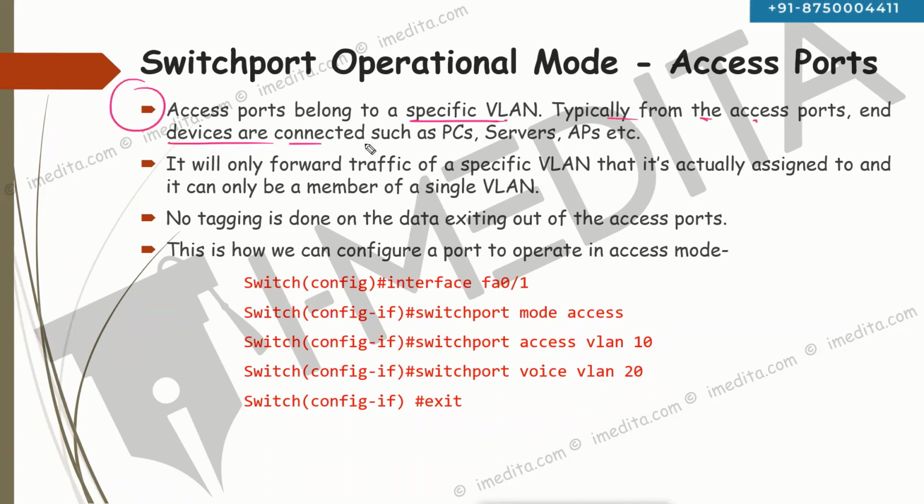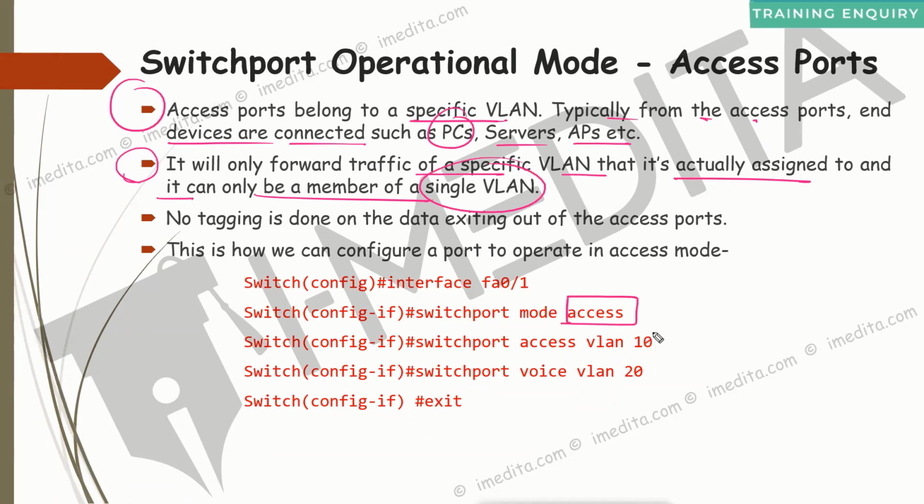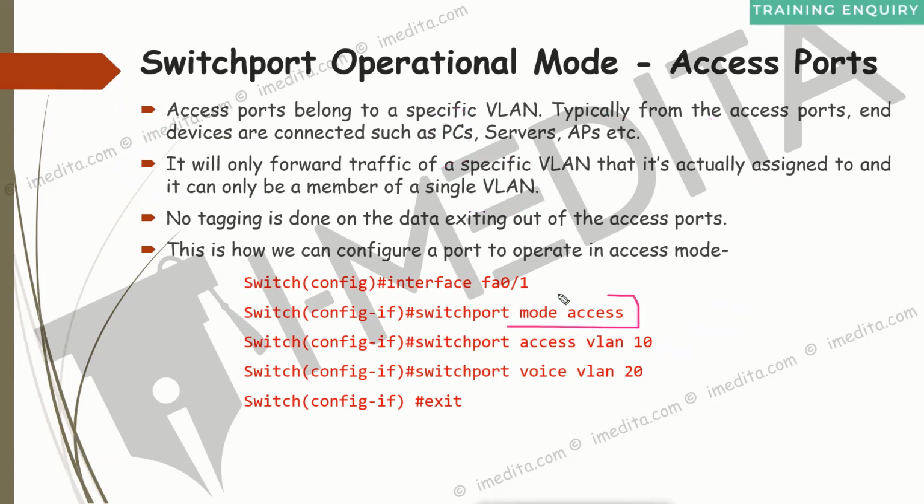Typically, end devices are connected to the access ports, such as PCs, servers, access points. It will only forward the traffic for the VLAN assigned to that particular port, and it can only be a member of a single VLAN. So if the port is an access port, it will become part of one particular VLAN. It will send and receive the data for that particular VLAN only. How to configure the port as an access port? This is how we configure the port as an access port.